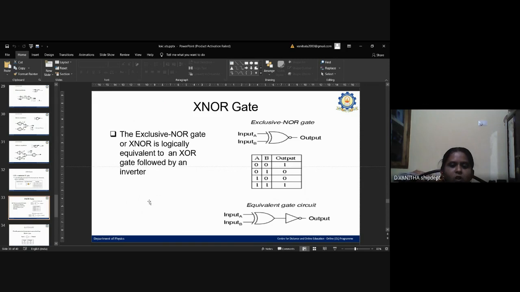Next one is the XNOR gate. So here the symbol of the XNOR gate is given. In the truth table of the XNOR gate, if both inputs are 1 or both are 0, we get the output as 1. If only one of the inputs is 1, we get the output as 0. So these will be the conclusions from the truth table of the exclusive NOR gate.